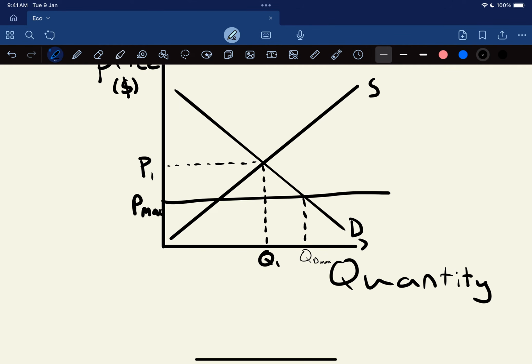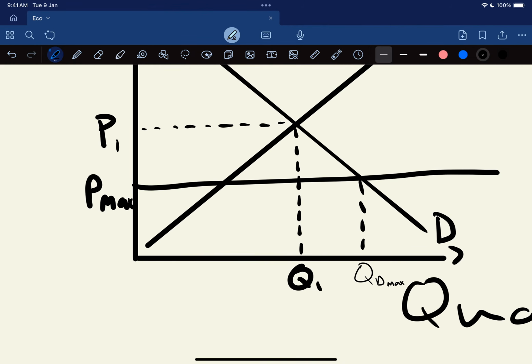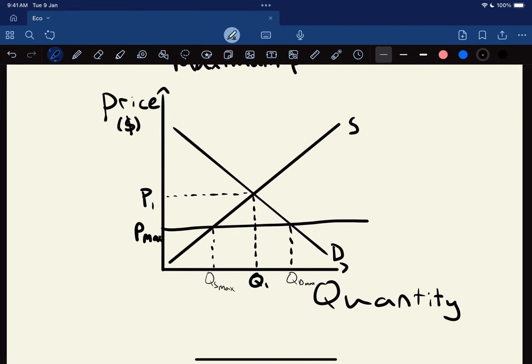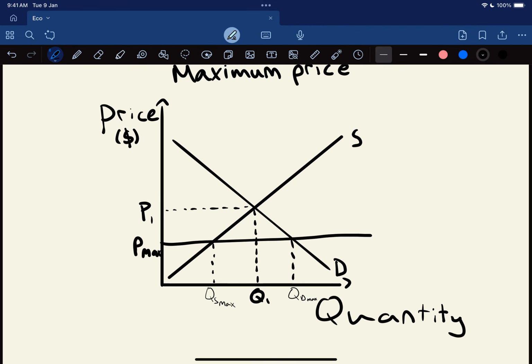So the quantity demanded has increased, whereas our quantity supplied over here has decreased. The reason the quantity supplied has decreased is that there is now a lower price, so fewer producers are going to want to be in the market because there's less money in it, which means quantity supplied will decrease.